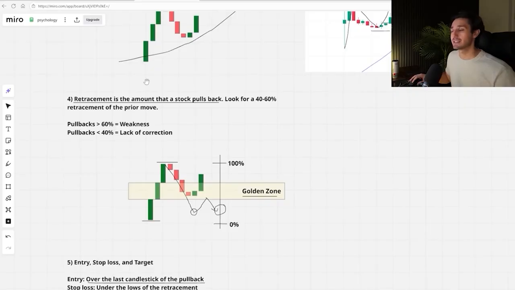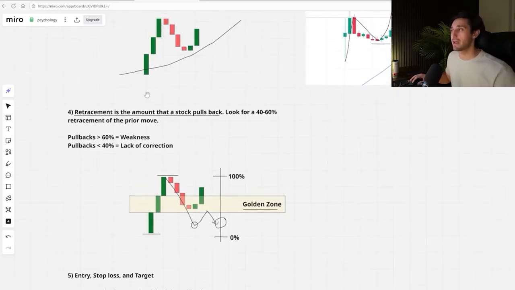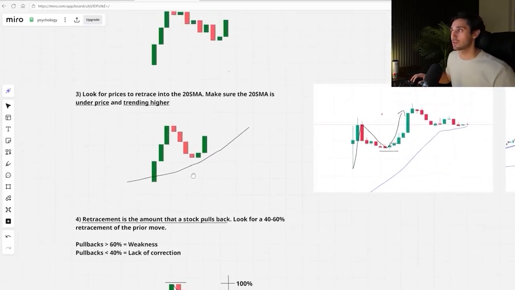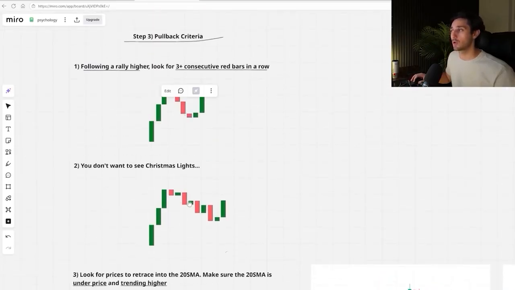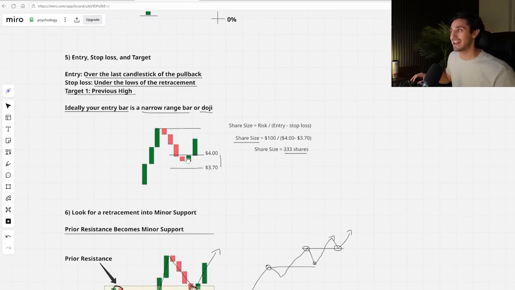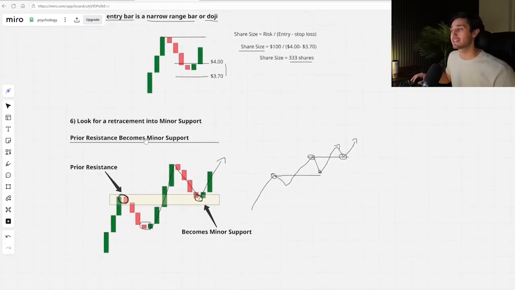For example, let's say I'm looking at a retracement setup and it's into the golden zone. Great. It's into a rising 20. Great. It has 3 or 4 red bars in a row. Fantastic. It has a nice entry. It has a really good reward to risk, but it's not retracing into minor support. I will still probably take that trade because it hit enough of my criteria.